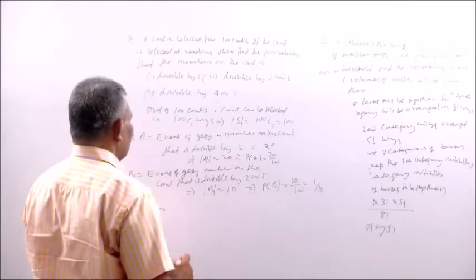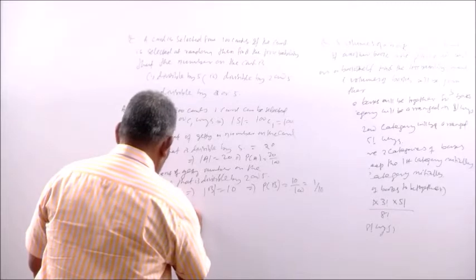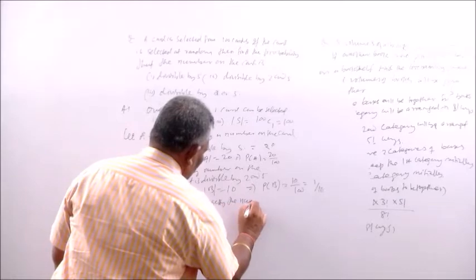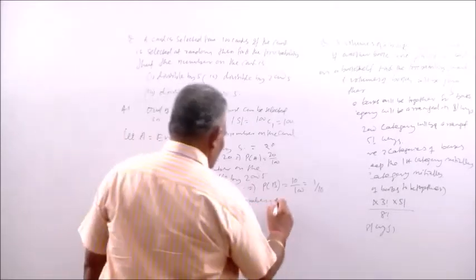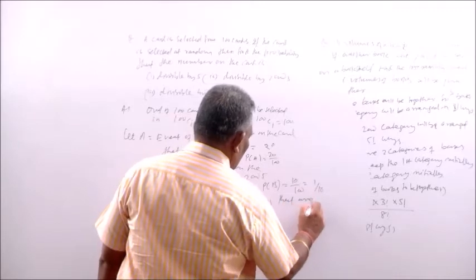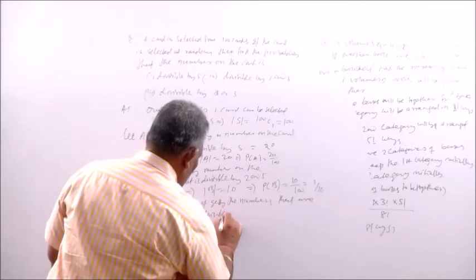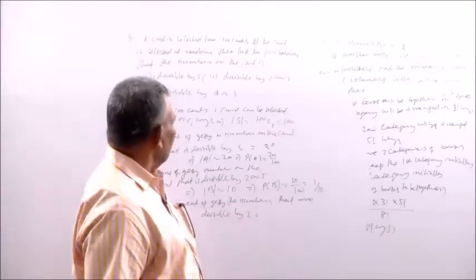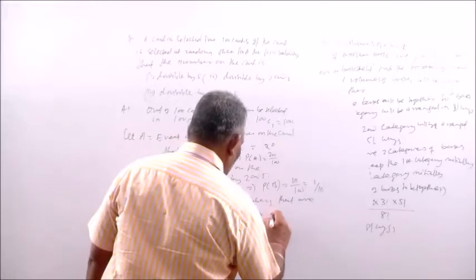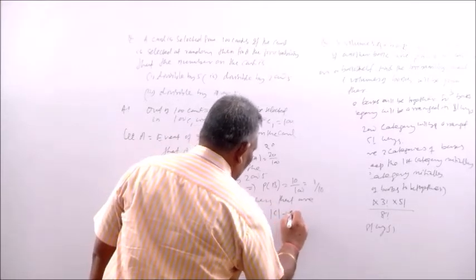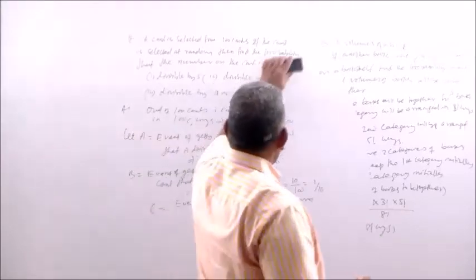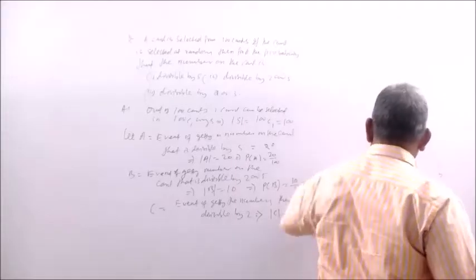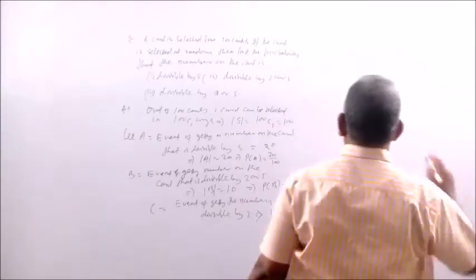So suppose C is the event of getting the numbers that are divisible by 2. Divide 100 by 2, that is 50 numbers. There are 50 numbers which are divisible by 2. So cardinality of C is 50. So probability of getting the numbers divisible by 2 or 5 is the same as probability of A union C.